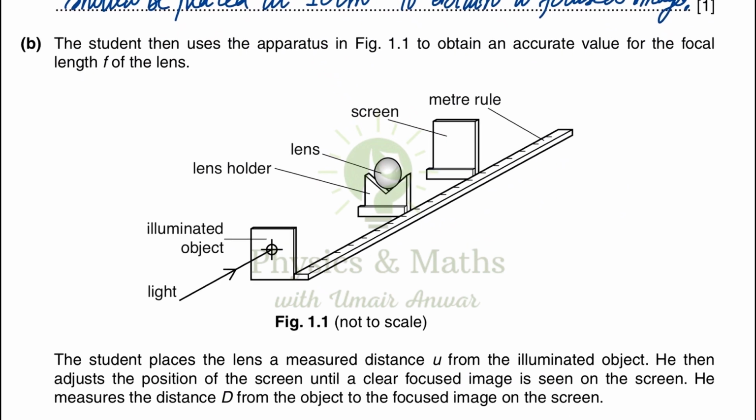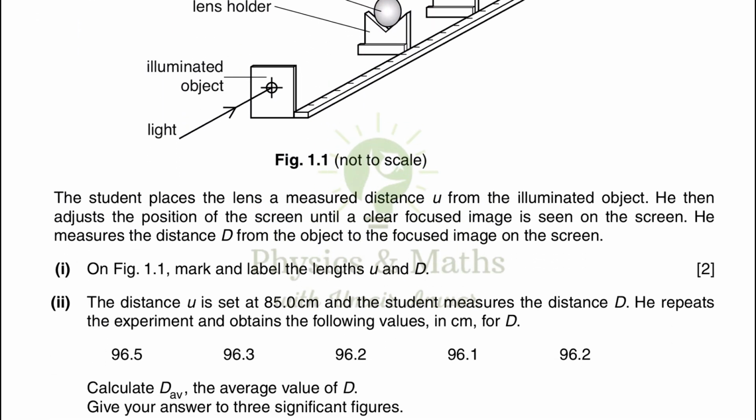The next part says the student then uses apparatus in figure 1.1 to obtain accurate value for the focal length f of the lens. The student places the lens a measured distance u from the illuminated object. So this is the illuminated object. He then adjusts the position of the screen until a clear focused image is seen on the screen. He measures the distance d from the object to the focused image on the screen. Now the first task is on figure 1.1, mark and label the lengths u and d.